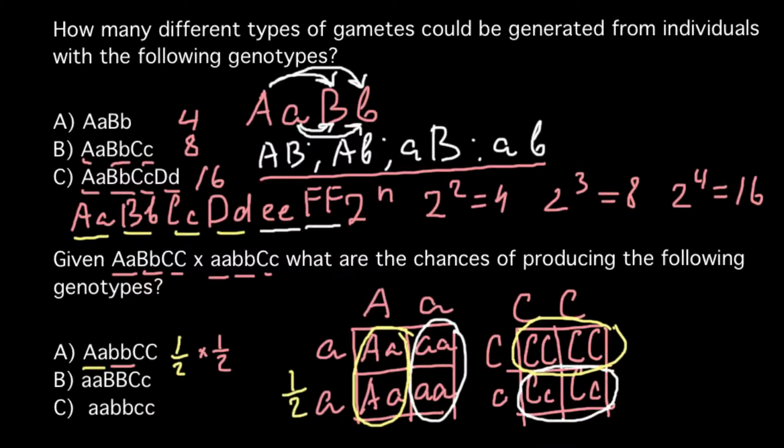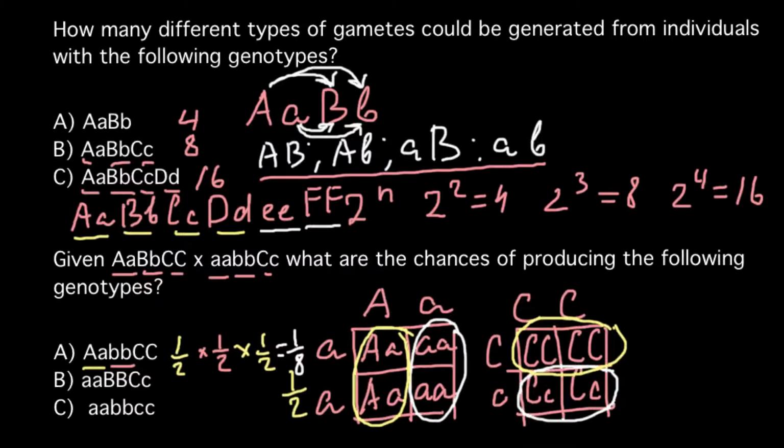So chances here would be once again 1/2. So we have to multiply all these probabilities. So 1/2 multiplied by 1/2 would be 1/4, multiplied by 1/2 would be 1/8. So this is going to be our answer here.